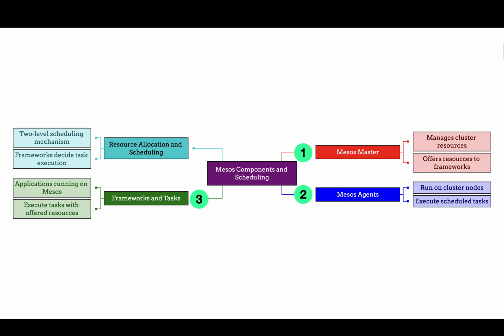Frameworks are applications that run on Mesos and accept resource offers from the master. Tasks are units of work that are executed by the frameworks on the Mesos agents. 4. Resource allocation and scheduling. Mesos uses a two-level scheduling mechanism where the master offers resources to frameworks, and then each framework scheduler decides which tasks to run on those resources.